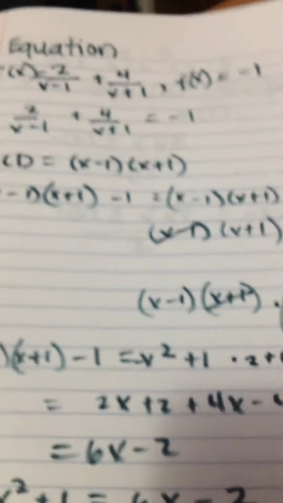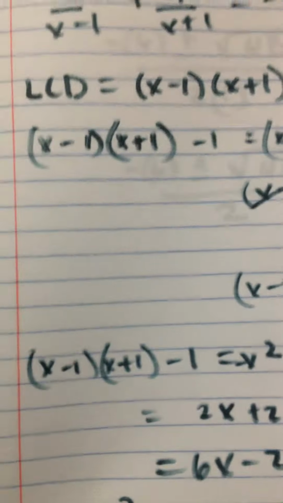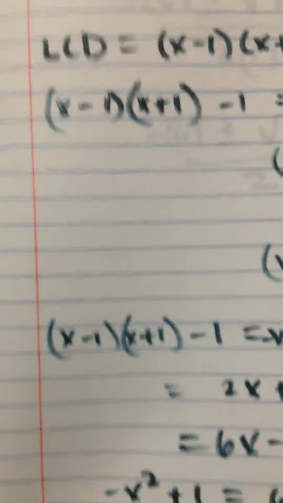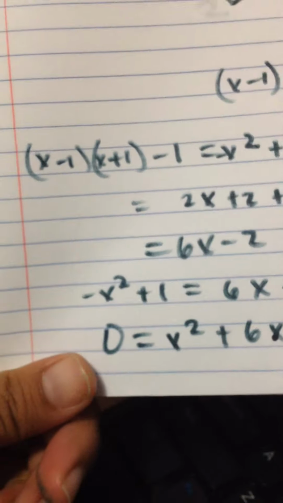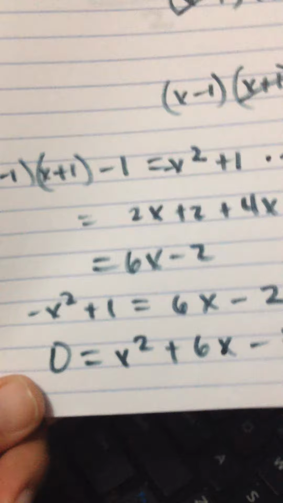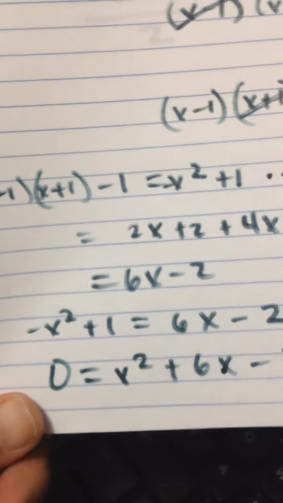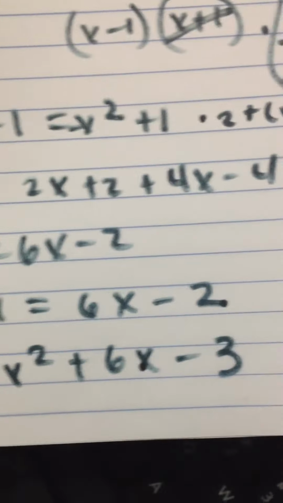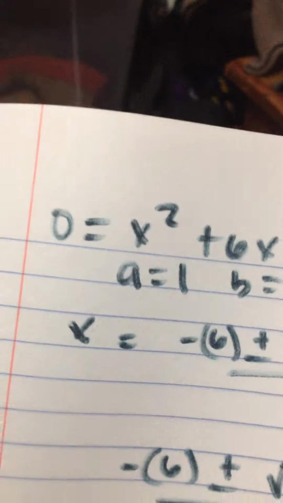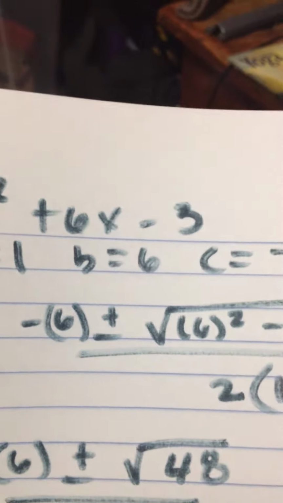So you need to add x to the power of 2 and subtract 1 from both sides of the equation to write the equation in the form of 0 equals ax to the power of 2 plus bx plus c. And then there's your new equation, a quadratic equation, and that gives me a equals 1, b equals 6, c equals negative 3 from your quadratic equation right there.